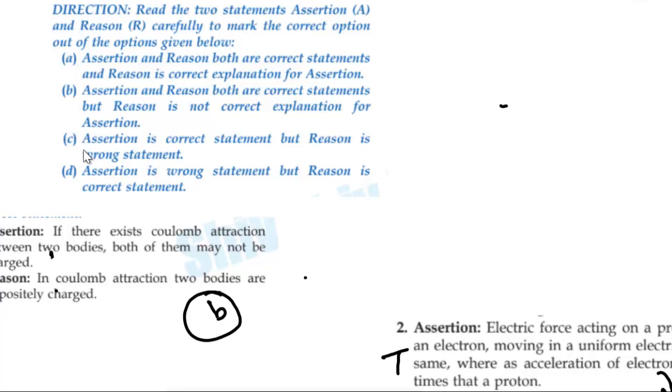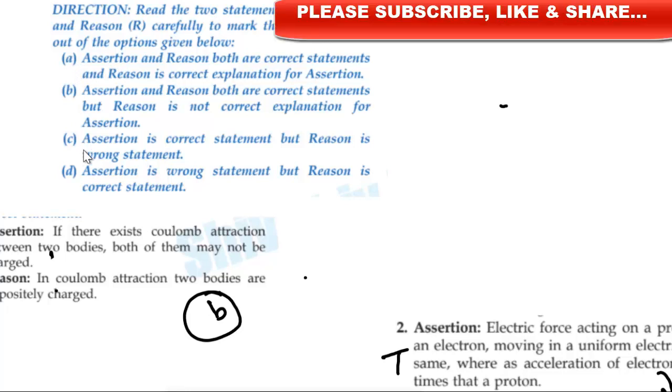Clear, children? This is how we will be doing the assertion reason type questions. So we will be doing more assertion reason type questions and case based questions in the next class.